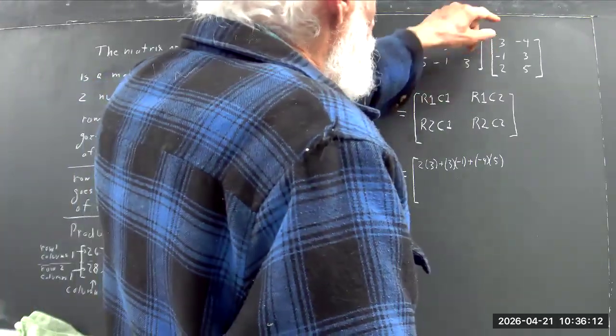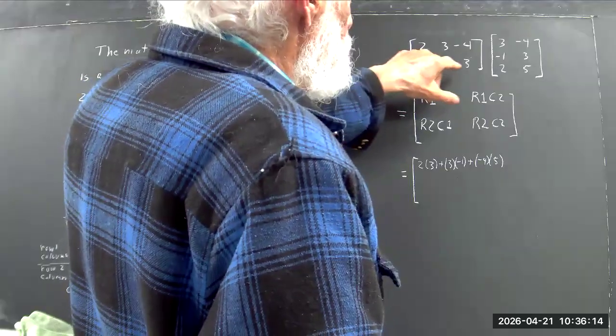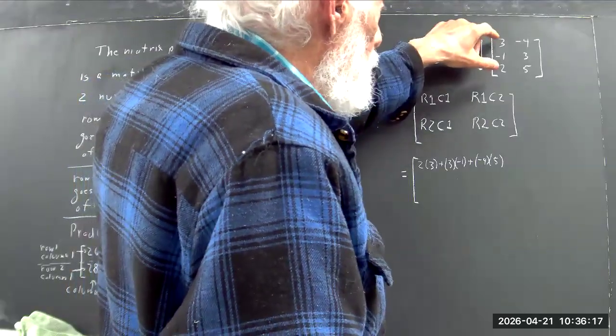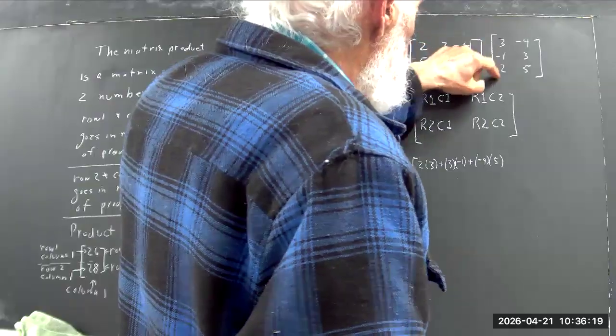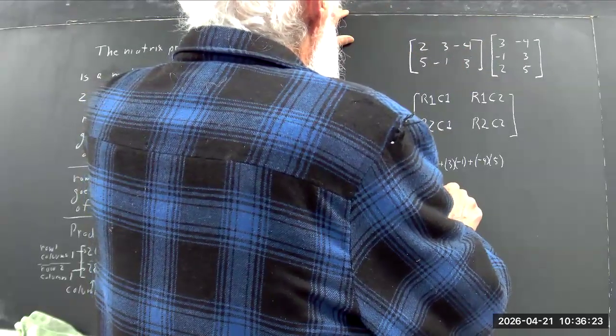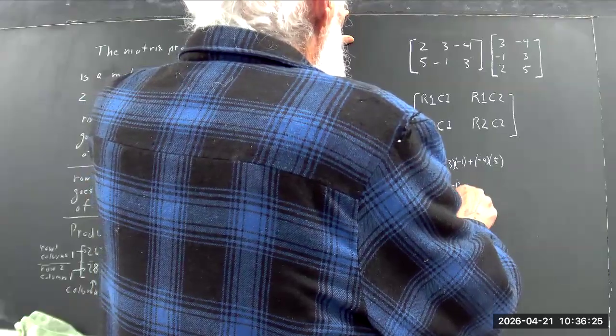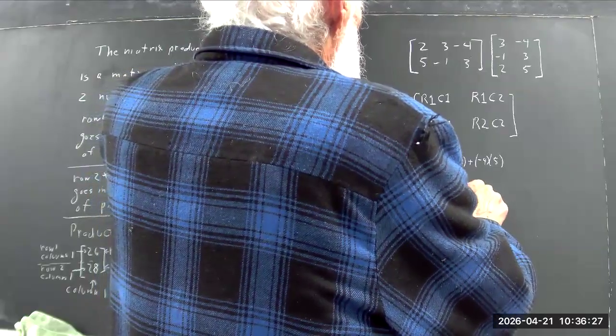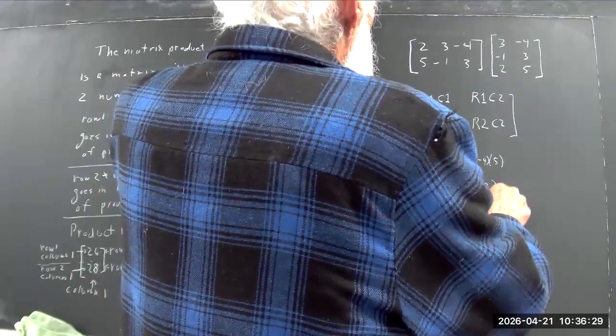And then row 2 times column 1, 5, -1, 3, that's row 2. Column 1 is still 3, -1, 2. So we're going to get 5 times 3 minus 1 times -1 plus 3 times 2.